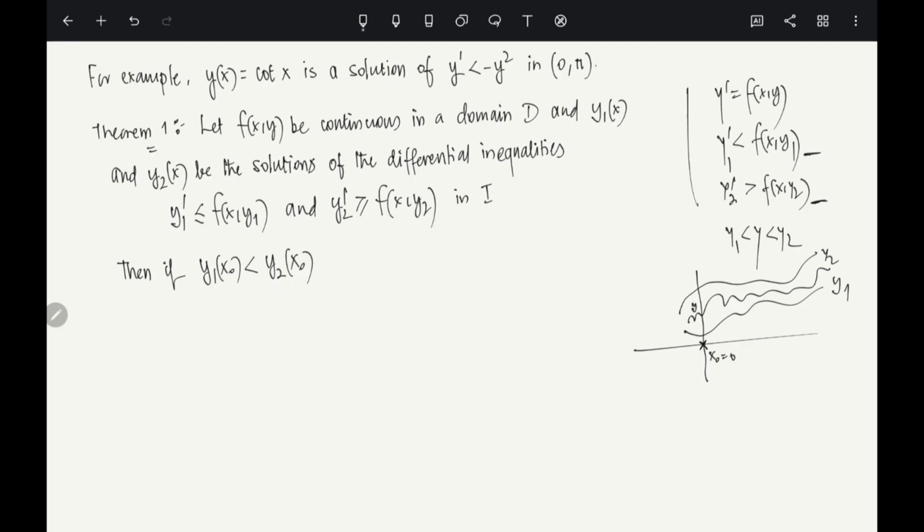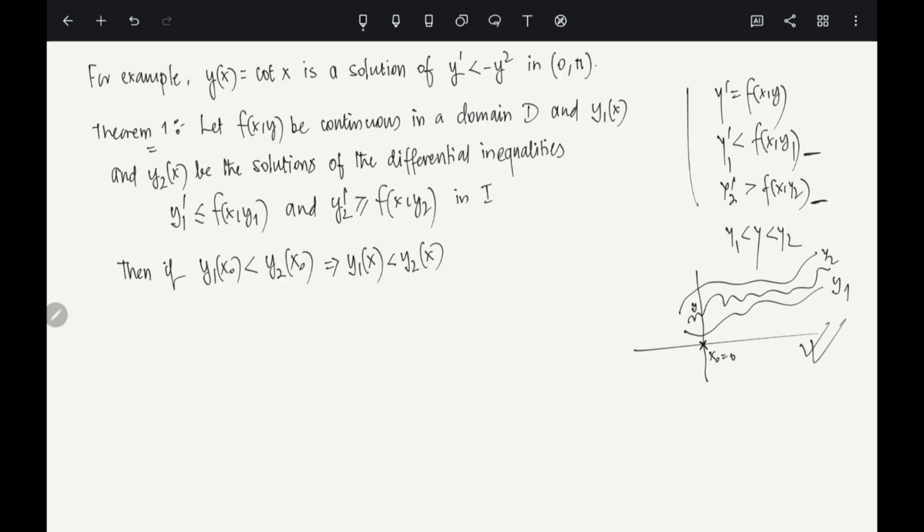Clear? Okay. And what is the relation between y, y1, y2? See, y satisfies y prime equals f, and y1 and y2 satisfy these two conditions. So if initially y1 is below y2, then that will imply that y1 of x is below y2 of x. See, this is the motivation. We want to go here, but for that we are starting with this theorem. We'll come into this, but we are starting with this theorem.